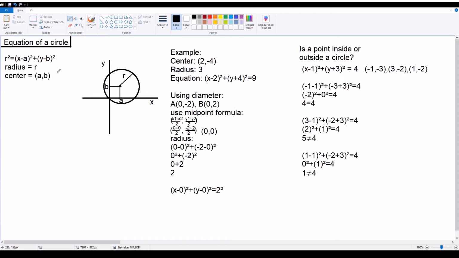The equation of a circle is essentially the radius of the circle squared equals (x minus a) squared plus (y minus b) squared. R is the radius, and the center of the circle has the coordinates (a, b). You can see it represented here by this circle, with b being the y value and a being the x value of the coordinate, and r, the radius, being represented by r.